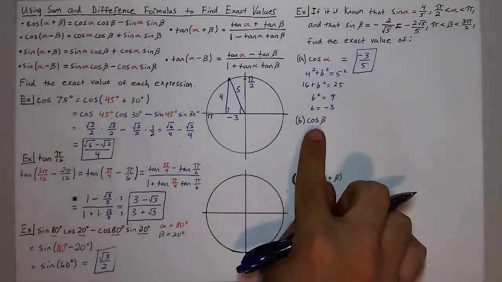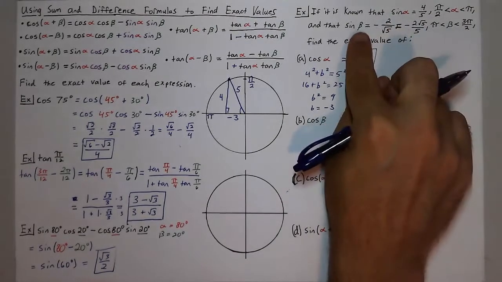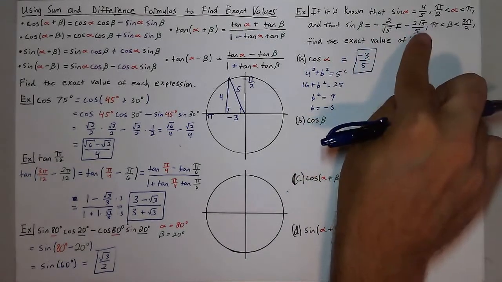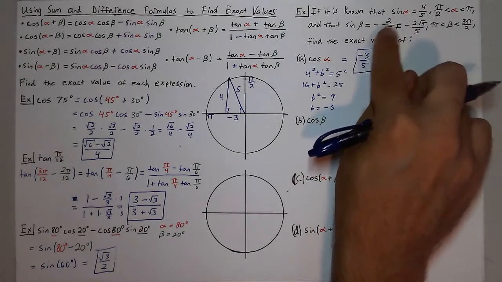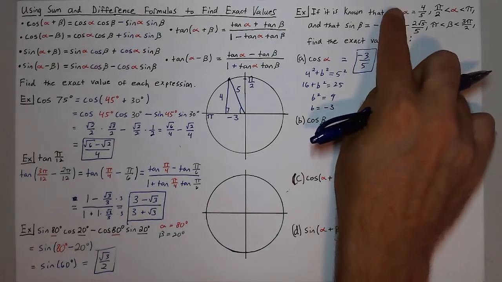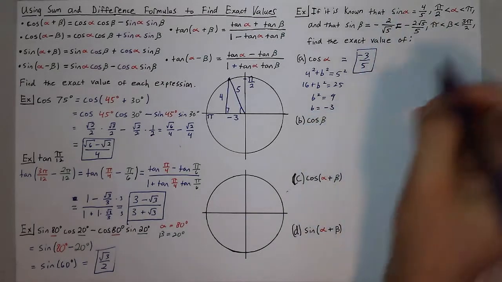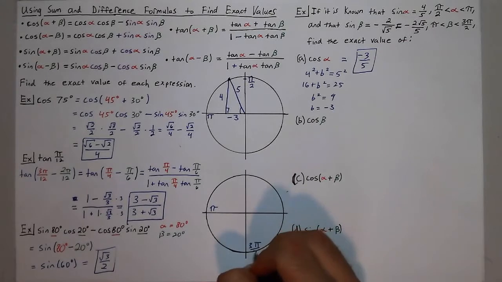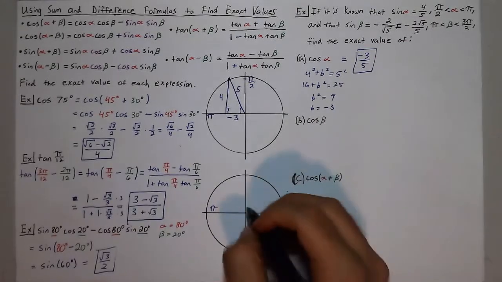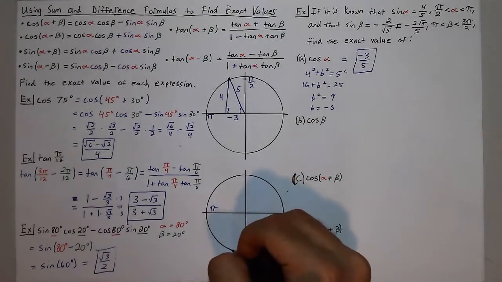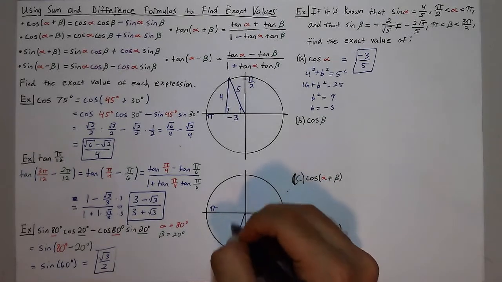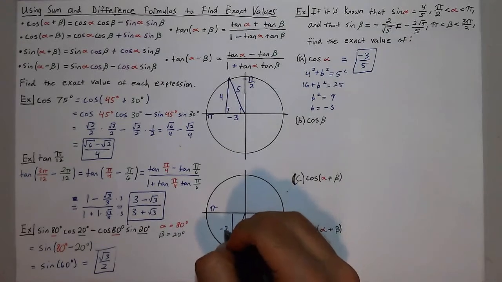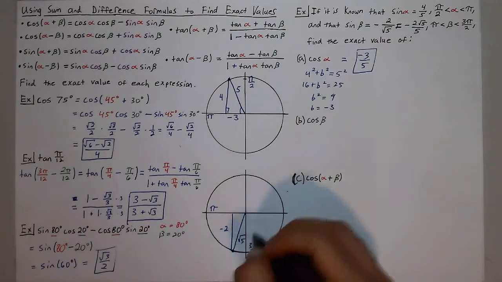Now let's see if we can find cosine of beta. Now I know sine of beta is negative 2 over the square root of 5, or when rationalized, negative 2 square root of 5 over 5. I'm going to use this first one for my triangle since it says one number over the other. And that is between pi and 3 pi over 2, which puts it in the third quadrant. So what that means is my vertical side will go down 2, and my hypotenuse will be the square root of 5.